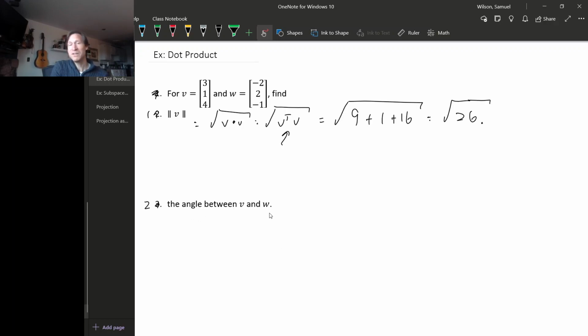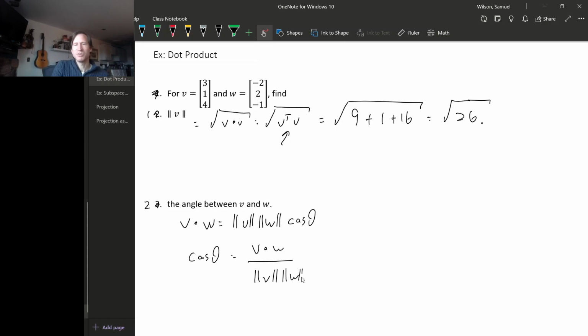Okay, let's find the angle between v and w. Well, remember, the angle shows up in the dot product in this way. The dot product is magnitude of v times magnitude of w times the cosine of the angle between them. So this means that the cosine of the angle between them is v dot w over magnitude of v times magnitude of w. We already know the magnitude of v. Let's find the magnitude of w. It's the square root of, let's see, 4 plus 1. So that one is nice. That comes out to be 3. Okay. So in our denominator, we get the magnitude of w is 3.